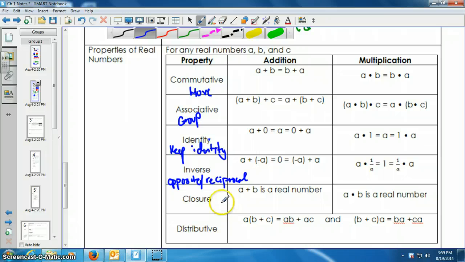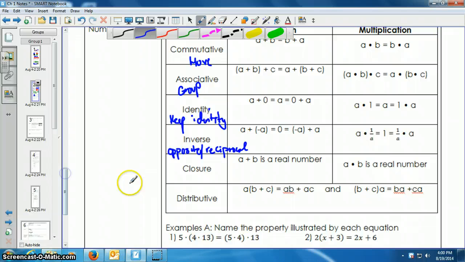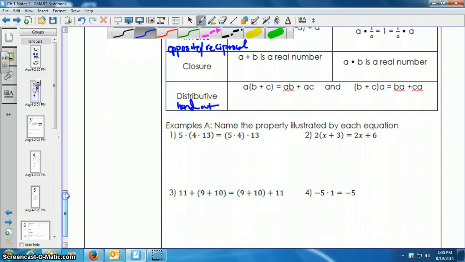Closure property, I don't have a real fun name for that one. It's just basically if you add two real numbers, you're going to get a real number as the answer. Same thing if you multiply them. Multiply two real numbers, you're going to get a real number as your answer. And distribute we've seen before, it's just handing out, giving it to both.